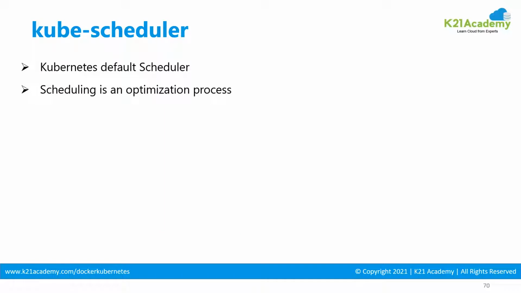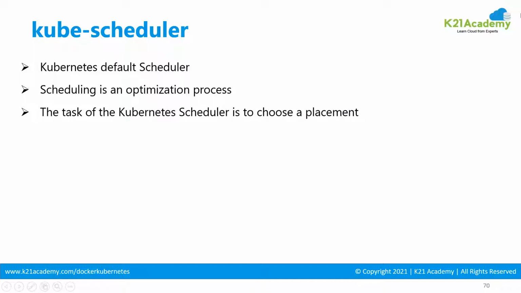Scheduling is an optimization process, right? So what is the need of the scheduler? Basically, the scheduler is required for high availability. If something goes wrong with one worker node, and you have pods of the same application on another worker node, then the application will not go down. So it is an optimization process, and it is a high availability process.